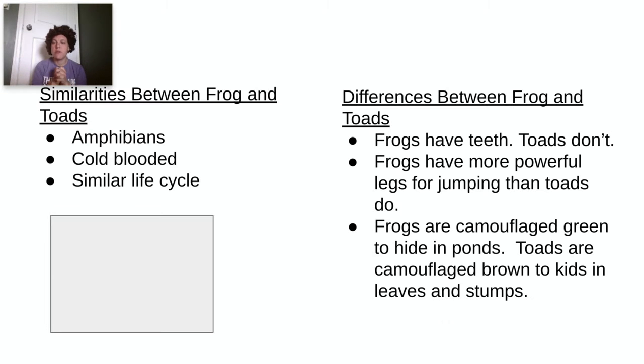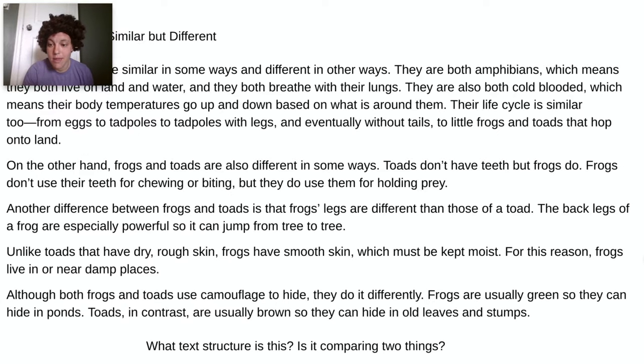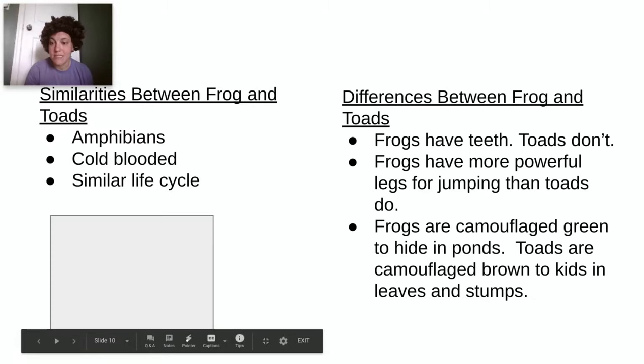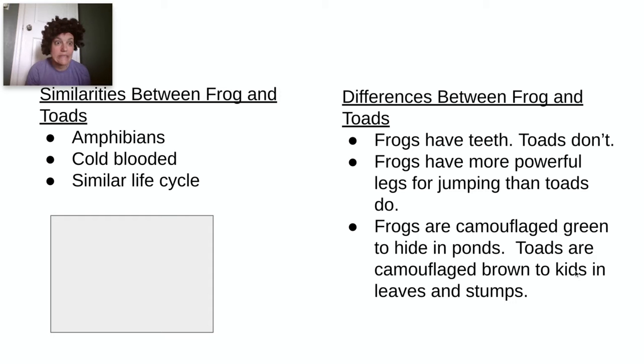So differences between frogs and toads. Frogs have teeth. Toads don't. That's a difference. Woohoo! Another one. Frogs have more powerful legs for jumping than toads do. That's another difference. Frogs are camouflage green to hide in ponds, and toads are camouflage brown to hide in old leaves and stumps. That should be hide. You know, we all make mistakes.